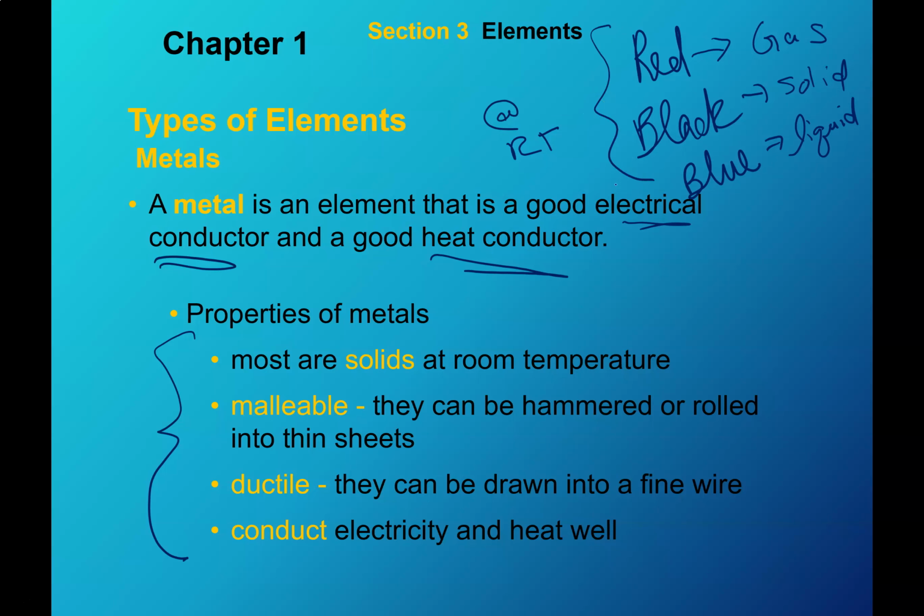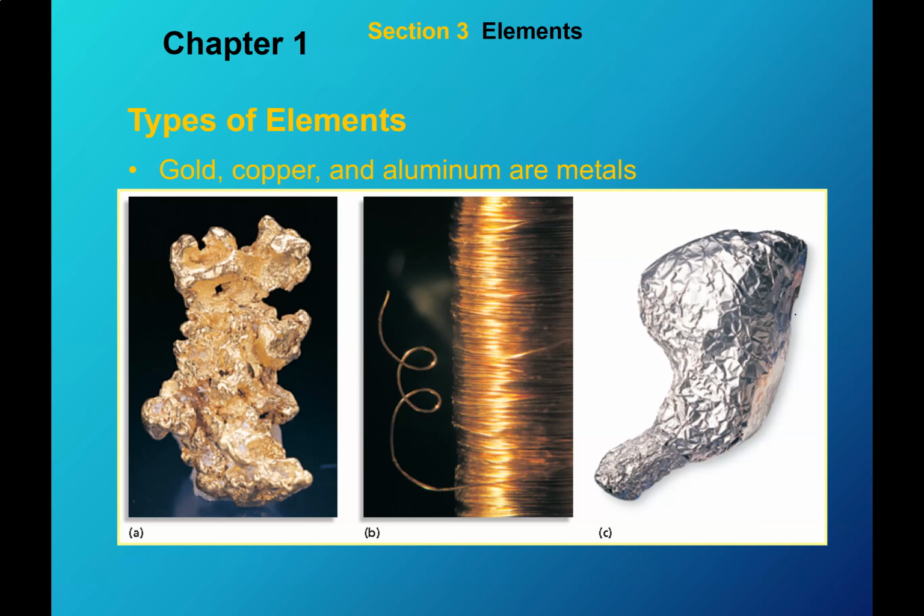From there, we're going to talk about the different properties of those things, but just keep this in mind. There are only 2 blue elements on the periodic table. There's bromine, which is a non-metal, and there's mercury, which is a metal, okay?